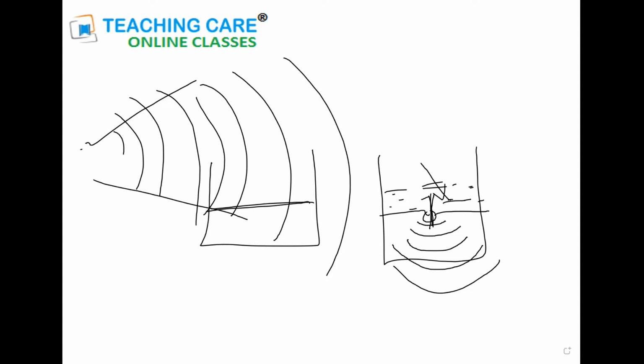Okay, so someone asked, what is diffraction? So diffraction is a phenomenon in which there is a gap in a barrier and ripples are spreading out through that gap or through that space.